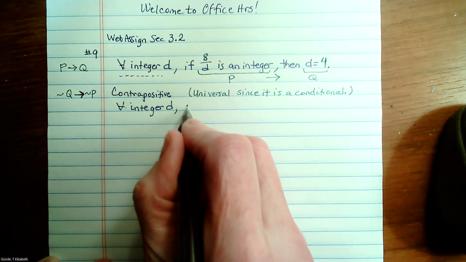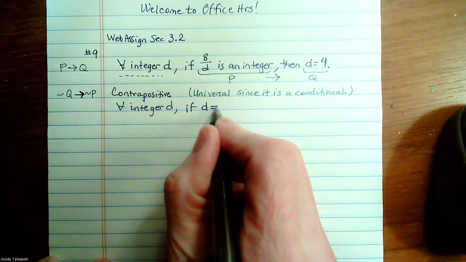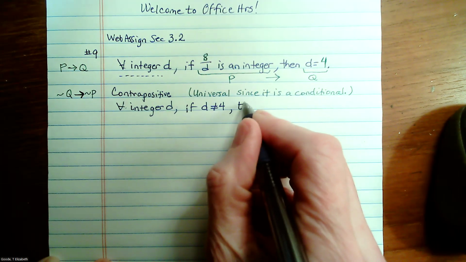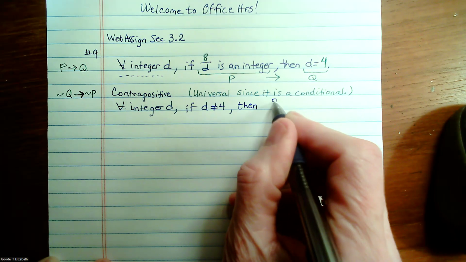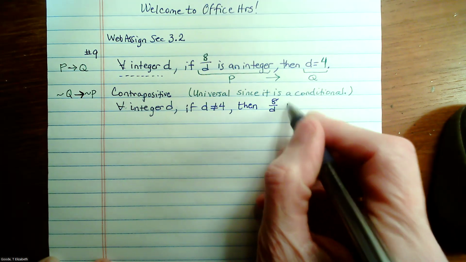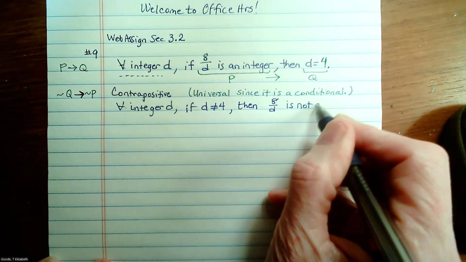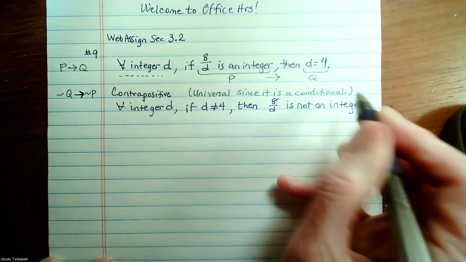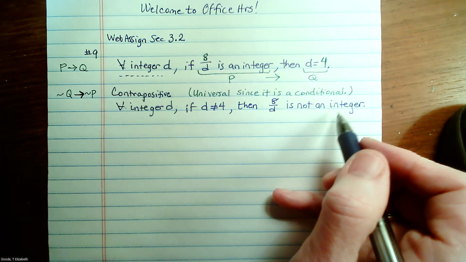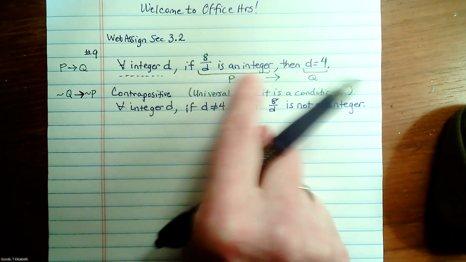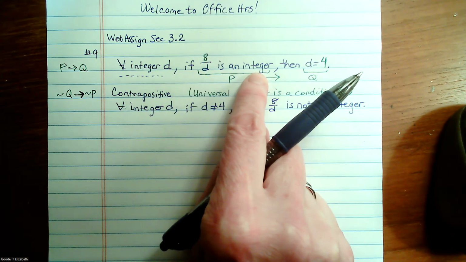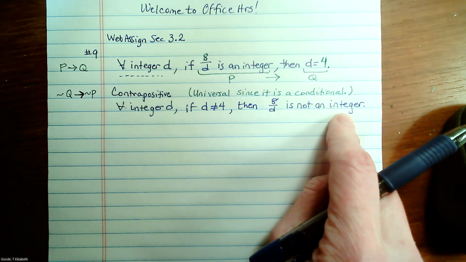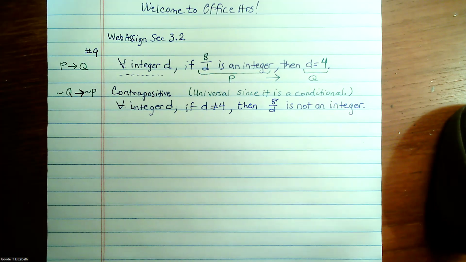I wrote if D is not equal to 4, then 8 divided by D is not an integer. Good. That's the not Q. That's right. Because here the word integer is being used as a property, not as a domain. So the statement 8 over D is an integer has a negation. And if it's not true that 8 over D is an integer, that means it's not an integer. 8 over D is not an integer. So that's exactly right.